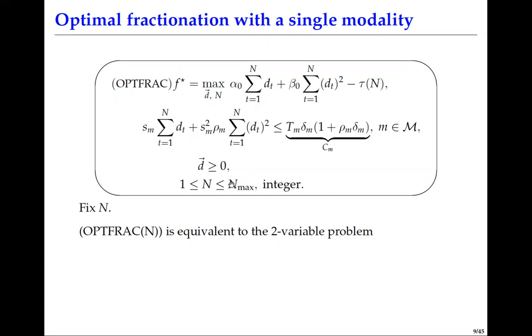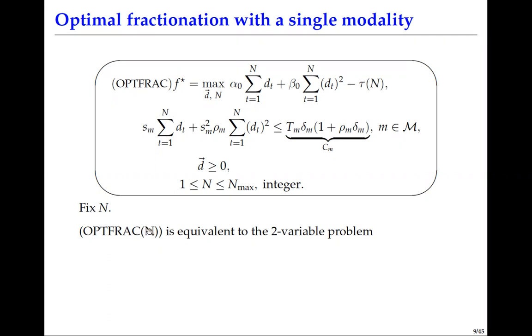And you can do the same for every integer n between 1 and n max. Then you'll have all those n max different objective function values, and you simply pick the best. That would be one way to approach this problem, and that's why it's common to simply focus on this problem for a fixed n first. And that's what I'm going to do for now.